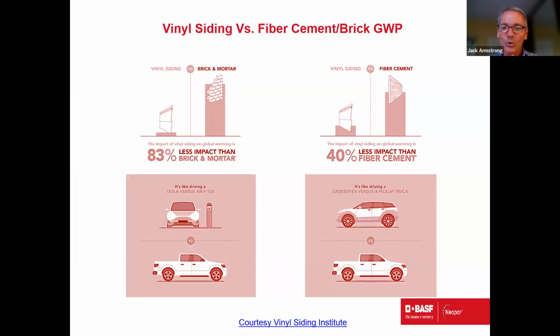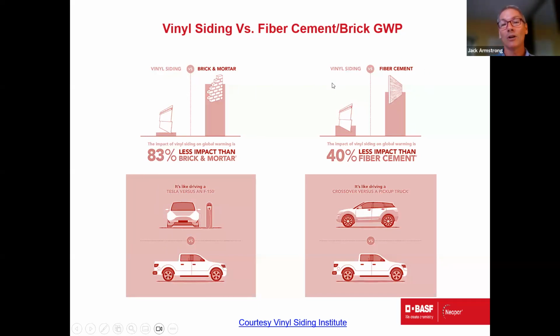Now let's take a real quick look at what are some LCAs if we think about vinyl siding versus fiber cement siding or versus brick. So the first over here to the left, vinyl siding versus brick and mortar. The vinyl siding by itself has 83% less impact than brick and mortar. 83%. So to put it in other words, here in the box below, it's like having a Tesla versus a F-150 pickup. The vinyl siding being the Tesla, and you're using much less energy than the pickup truck.